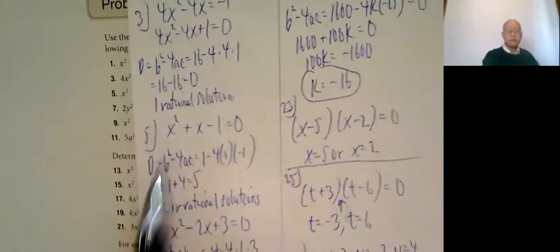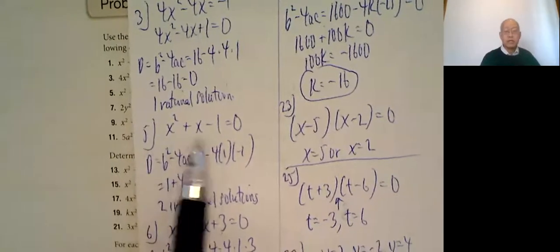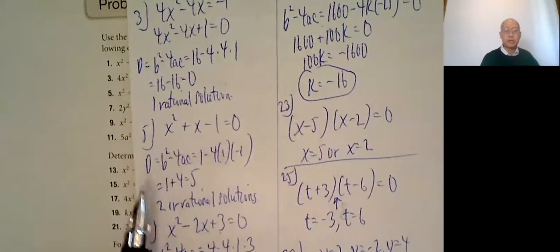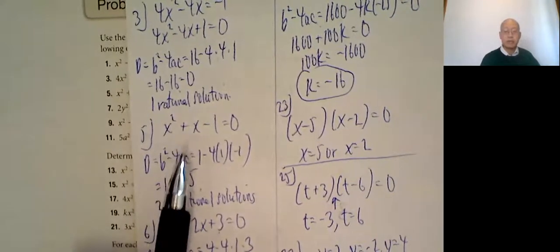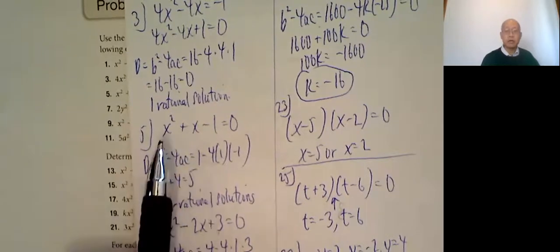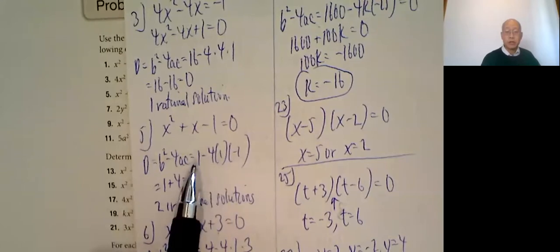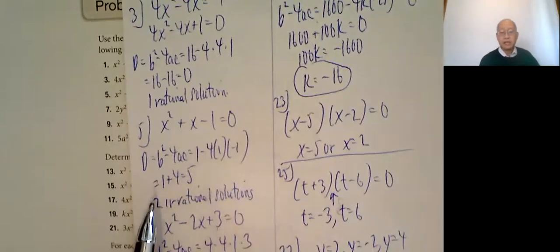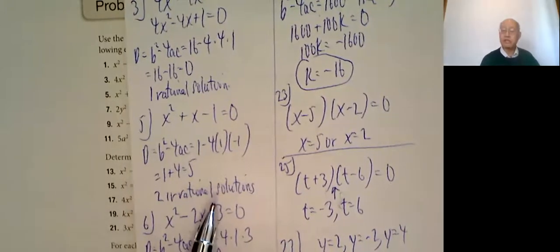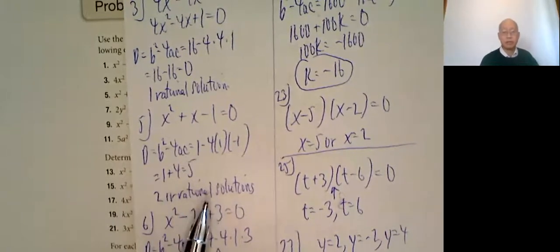Okay, for number 5, x squared plus x minus 1 equals 0. So a is 1, b is 1, c is -1. So the discriminant, b squared minus 4ac, just the stuff underneath the square root, is b squared, which is 1, minus 4 times a, which is 1, times c, which is -1. So that's 1 plus 4, which is 5. You're going to be taking the square root of 5. That's two irrational solutions. So the square root of 5 is a real number. It's not nice. You can punch it in your calculator. It's like 2.236, and so on. So it's two irrational solutions.